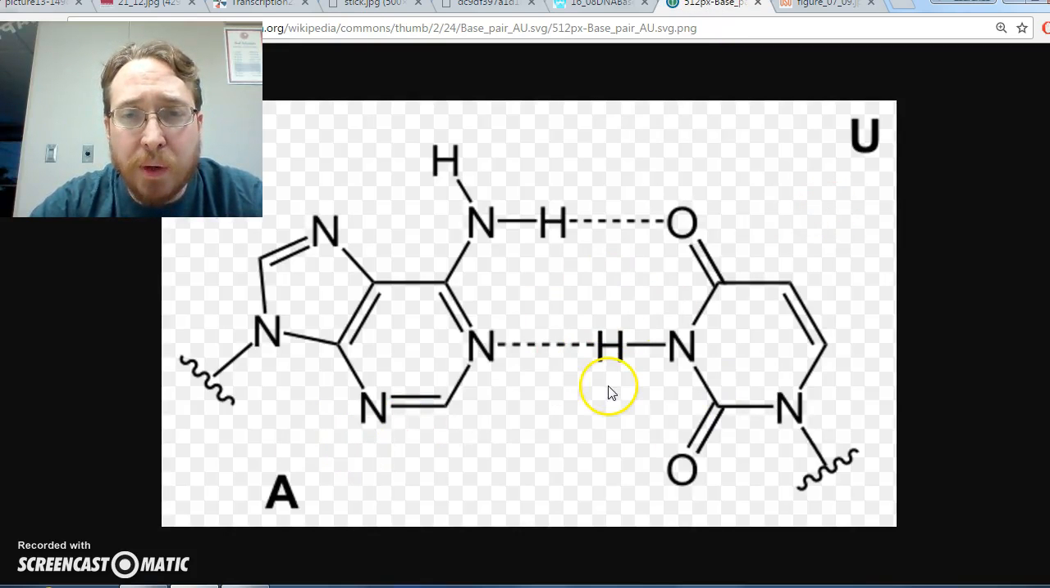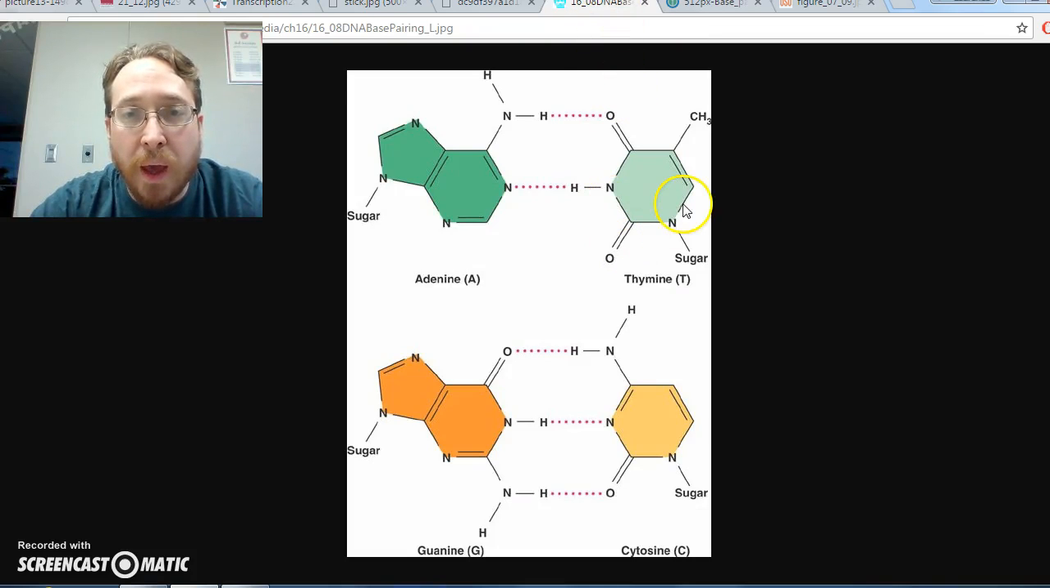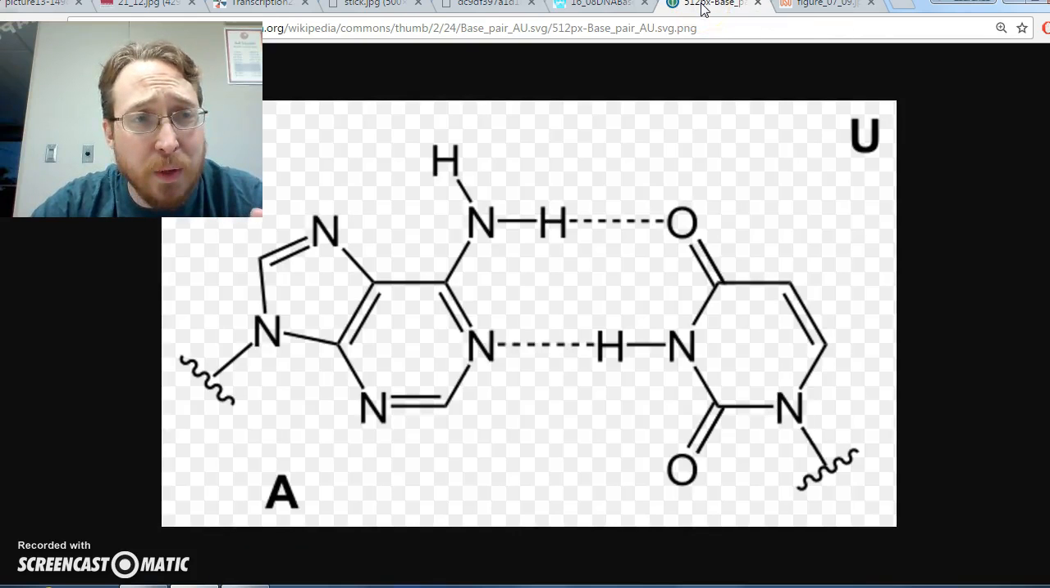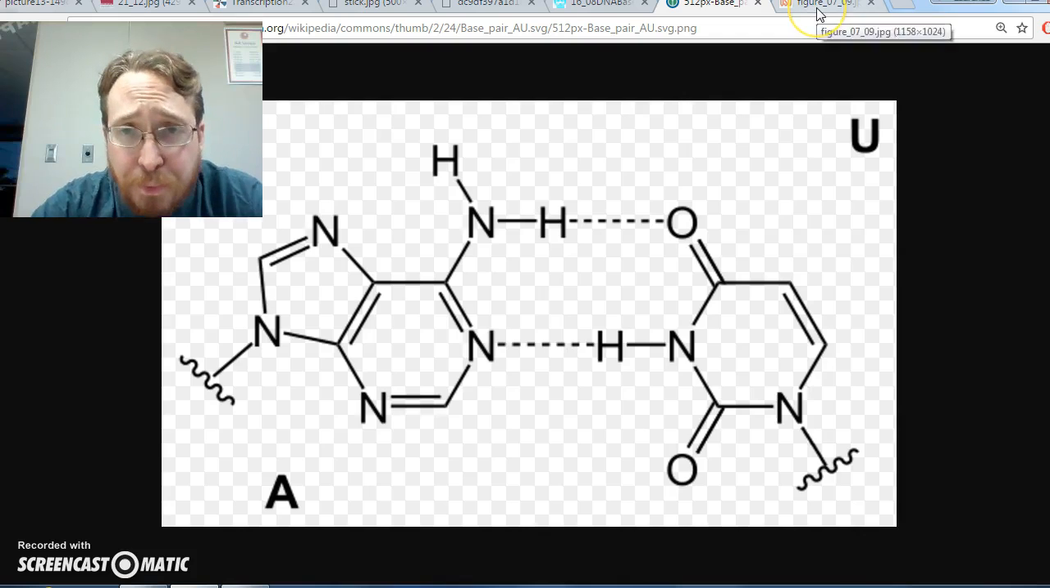Now this is a little bit predictable, because if you look at uracil's shape, the O and the N here are making the bond. If you go back to thymine, the O and the N here are making the bond. It's basically the same shape. Thymine has this extra little methyl group, the CH3, but other than that, it's pretty much the same as uracil. And so they both can form hydrogen bonds with adenine. So where does that get us?